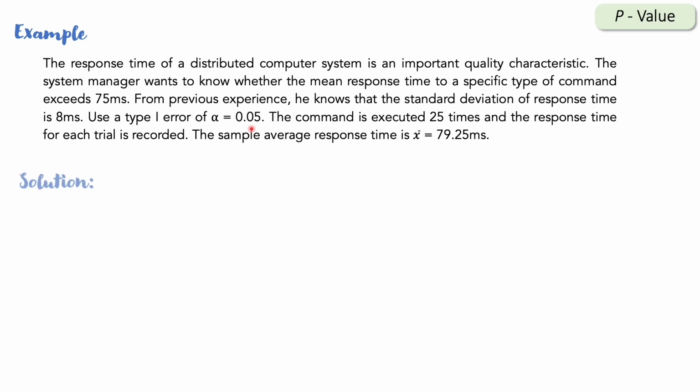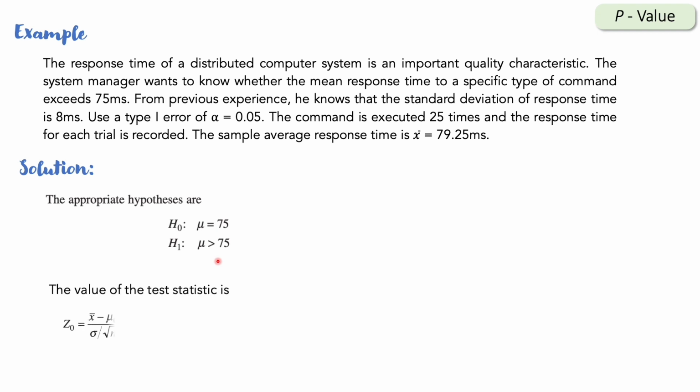Now for this one we can write the hypothesis like this: the null hypothesis is mu is equal to 75, and the alternative hypothesis is mu is larger than 75. So this one makes it a one-sided upper tailed test, right? The formula that we will be using can be seen from the previous slide. After this we need to calculate the z statistic. The test statistic is this one, the way we calculate z naught. So this is what we get.